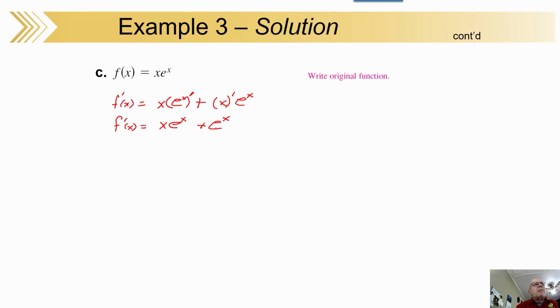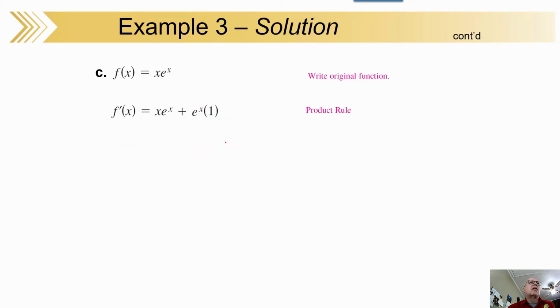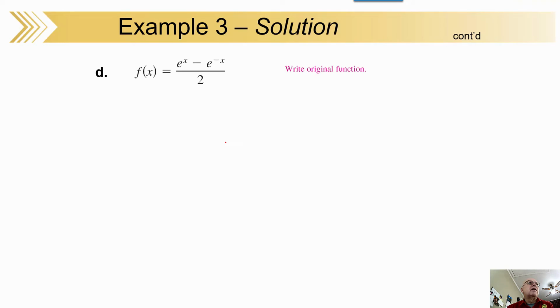There's your answer. And if you want to, you might write it like this. Since both those have e to the x, you could write it like this. E to the x times x plus 1. Bingo. You got your answer. Product rule. Simplify. Of course, they didn't factor it, but we did. We're a little bit ahead of them.